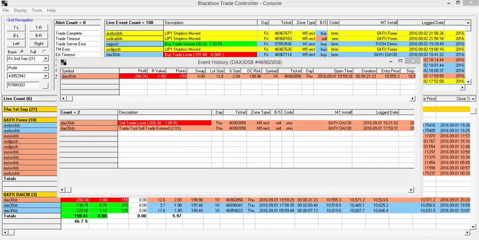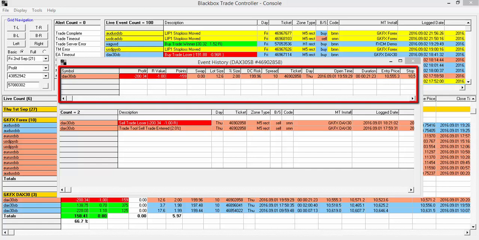The Event History window displays an upper and lower grid. The upper grid is identical to the grids in the Trade Console and the Trade History viewer, the details of which are covered in separate tutorials. For this DAX trade, the upper grid displays a single entry, which indicates that the trade was not part closed before it completed. The trade is colour-coded light salmon, indicating that it was a sell trade. The next three columns to the right, which display the profit in terms of the deposit currency, R value and points, are colour-coded red, indicating that the trade was a loser.